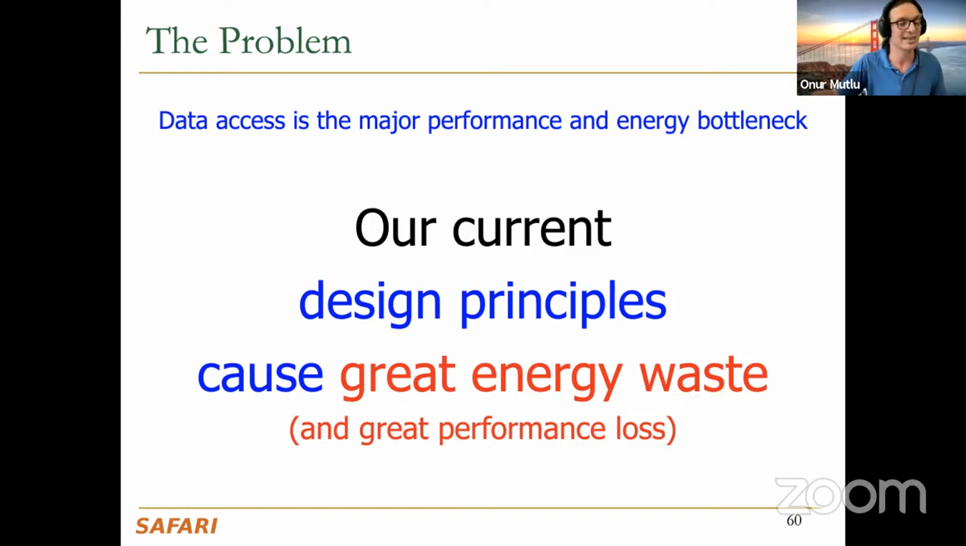We build hierarchies and hierarchies to tolerate the performance loss, that causes even more energy waste. So right now we are in a vicious cycle, I will say. In this cycle, data access is causing a lot of problems for us, wasting a lot of energy. It's causing a lot of performance problems. To avoid the performance problems, we're building huge memory hierarchies, huge prefetchers, multi-threaded engines, et cetera. They're causing even more energy waste in our system. And we cannot break out of this vicious cycle.